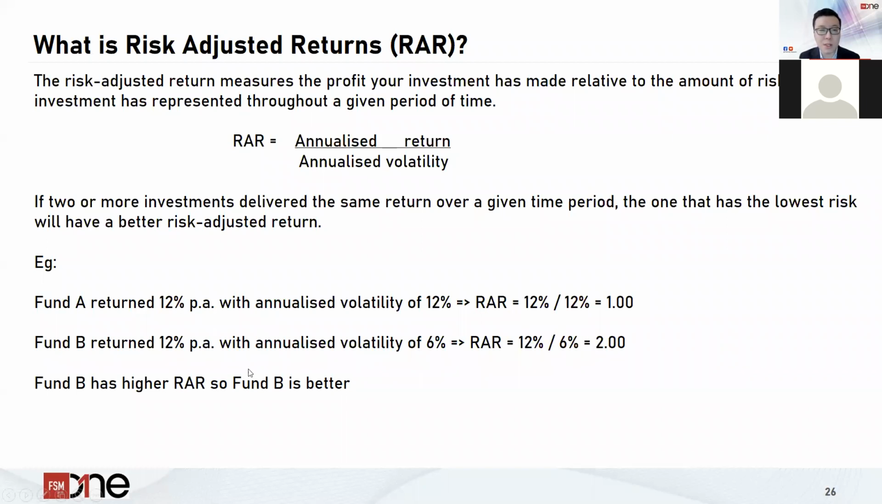That means investors are getting double the return per unit of risk if they invest in Fund B compared to Fund A, sorry. Because Fund A has a lower risk-adjusted return, so Fund B is better. Okay? You get the same return, but lower risk if you invest in Fund B. Isn't that better?